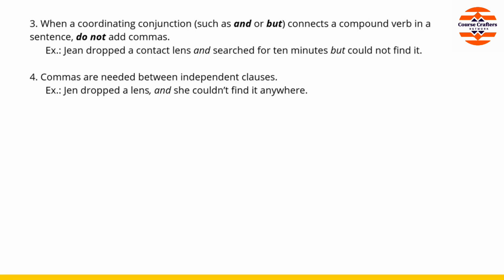And the last way of using commas is when we have 2 independent clauses, or in other words 2 simple sentences. So for example, Jen dropped the lens, comma, and she couldn't find it anywhere. In that case, do you see how we have two complete sentences? Jen dropped the lens. The sentence is okay by itself, that's why we call it an independent clause. And the following one, she couldn't find it anywhere, is a complete idea too, so that's why it's an independent clause as well.